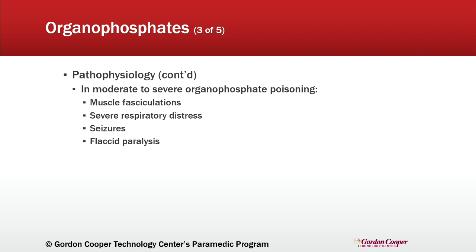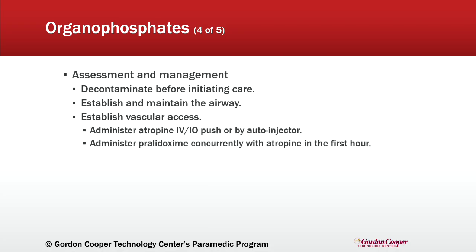In moderate to severe poisonings, the symptoms may also include muscle fasciculations, severe respiratory distress, seizures, and even flaccid paralysis. Decontamination, of course, is always going to come first, and it's going to be performed by the hazmat team. Then we're going to position the patient in a lateral recumbent position if possible to enable drainage of those secretions and prevent aspiration, because that's a real concern. Establishing and maintaining a solid airway is really important. We're going to have to suction as needed, provide oxygen to keep the O2 sats at 94 or higher, get an IV started, administer atropine either by IV push or auto injector, and repeat until symptom reversal occurs.